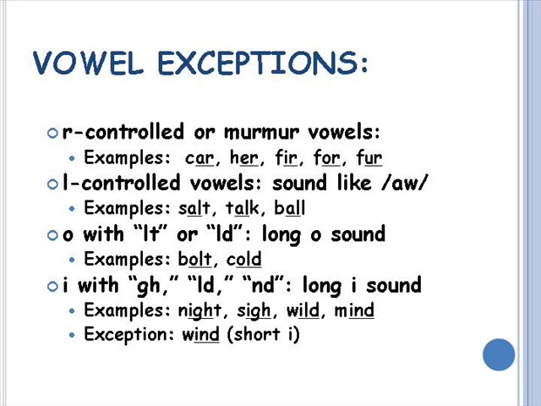L-controlled vowels sound like ah. Examples are shown here. The letter O with LT or LD has the long O sound. Examples are bolt and cold. And I with GH, LD, and ND has the long I sound. Examples are listed here. There is an exception, however. Wind has the short I sound.